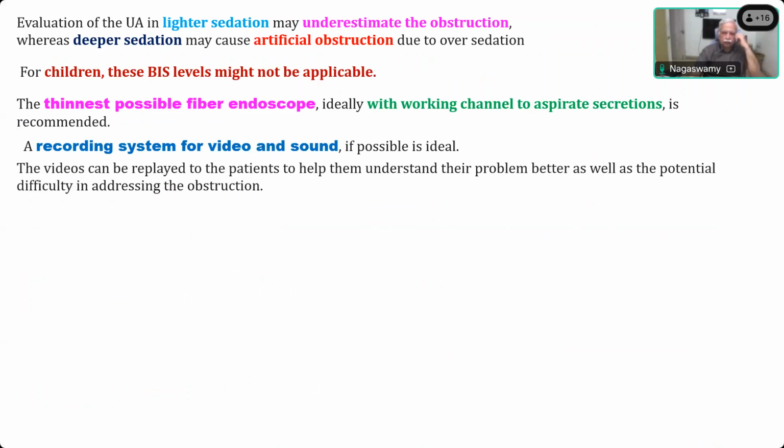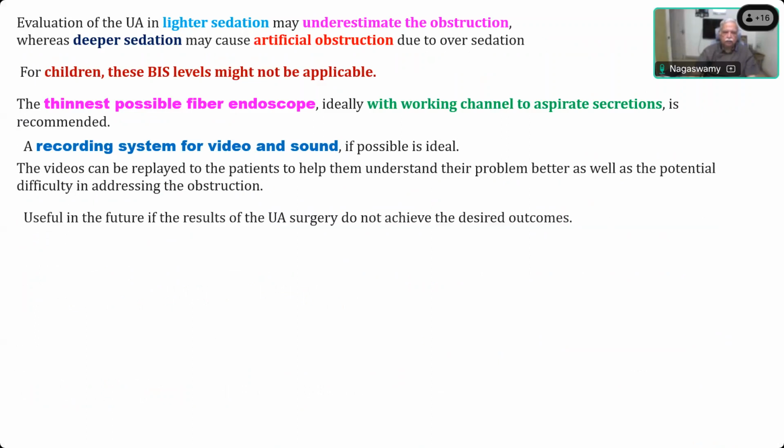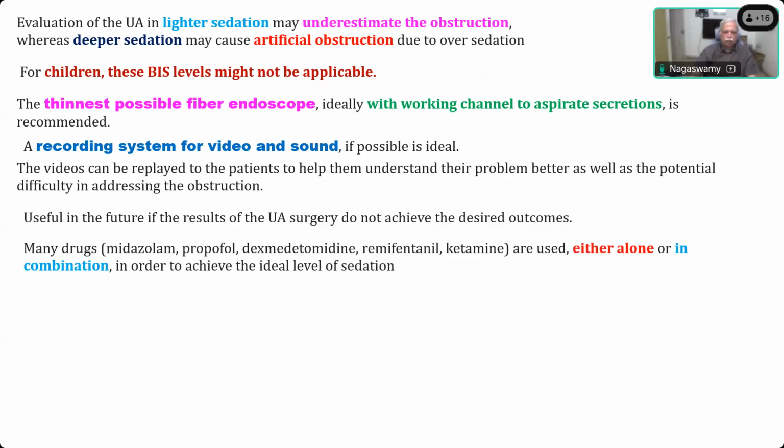It can be video recorded so that you can play that to the patient and make them understand their problem as well as the potential difficulty in addressing their obstruction. And a useful feature is that it can predict when previous surgery will not achieve the desired outcomes. If the obstruction is so severe, unnecessarily doing a palatoplasty or removing a tonsil to enlarge the size of the upper airway may not result in complete relief of this problem.